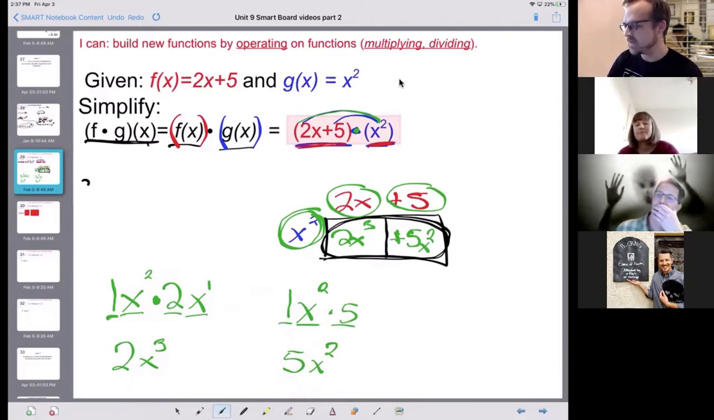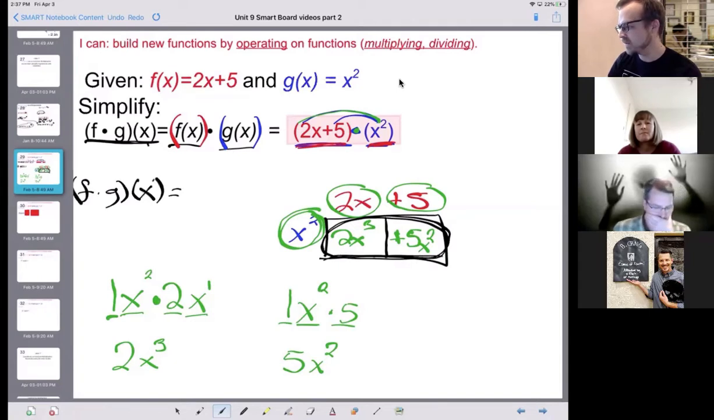We have f times g of x equals, right here, 2x to the power of 3 plus 5x squared. And if you were to write this in Canvas, this part will be taken care of for you.